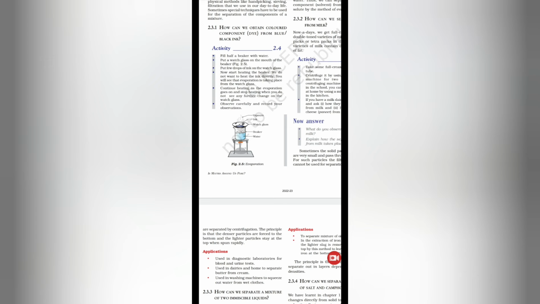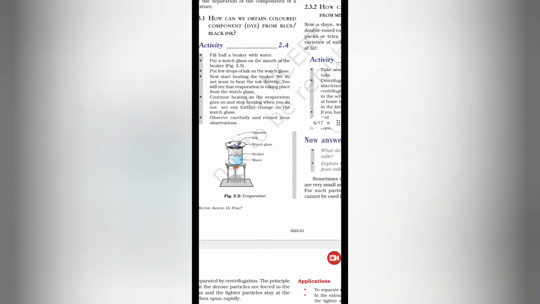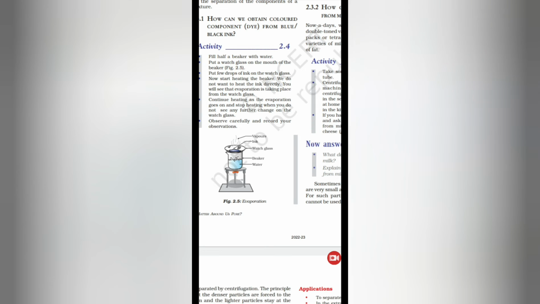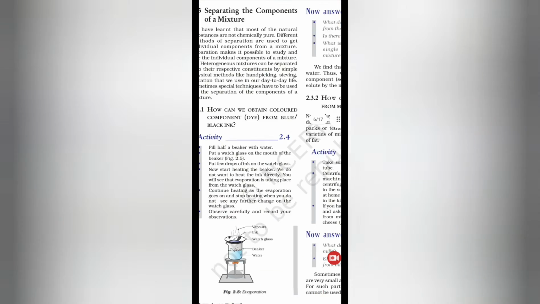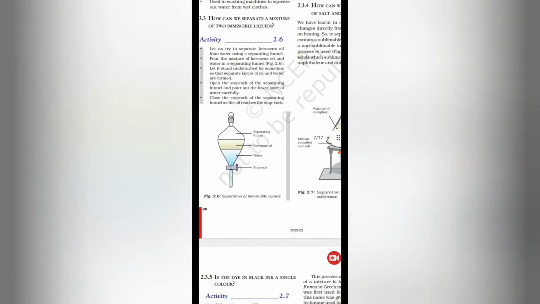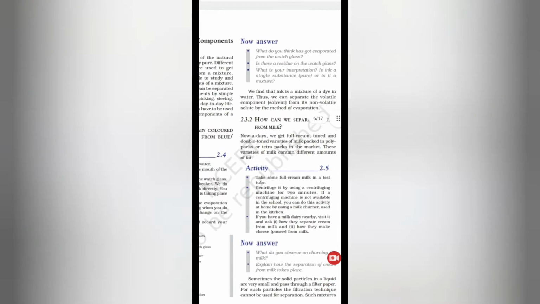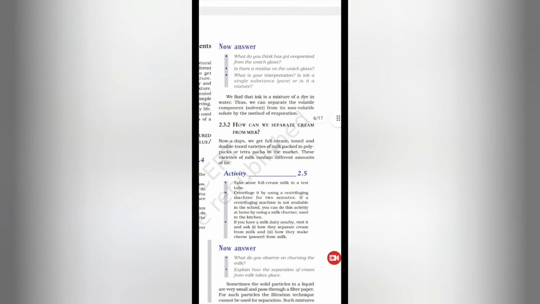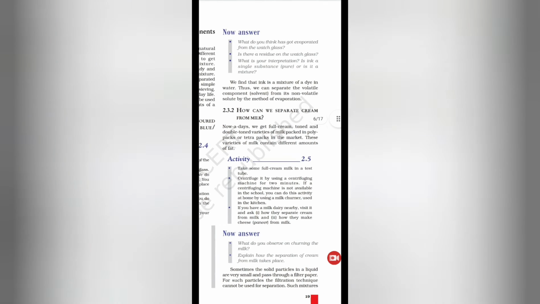using a watch glass on the mouth of the beaker, and you are putting a few drops of ink on the watch glass. So now after heating the beaker for a while, the evaporation process starts, and after stopping the heating process, what you can observe is the result obtained from this evaporation: a mixture of a dye is found in water. So thus you can separate the volatile component from its non-volatile solute by the method of evaporation. So this was about evaporation.